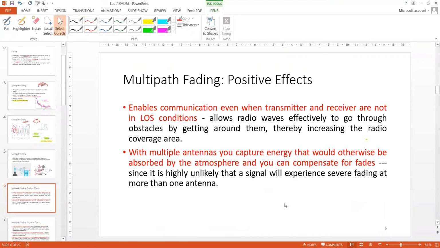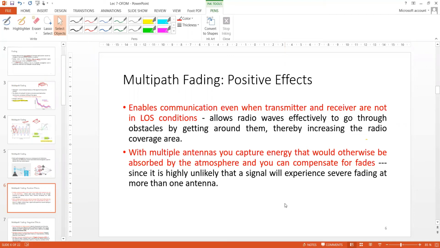Now, as I said, multipath fading can be beneficial as well. It's not that it only creates problems. It has some benefits, and those benefits allow us to communicate between the transmitter and receiver module. For example, you are sitting inside your room and you can attend a call with the help of your mobile phone. The signal is reaching you due to reflection and several processes, because you are not in line of sight with the base station, and still you are able to receive the signal and make a call. All of these phenomena are possible because of the multipath effect.